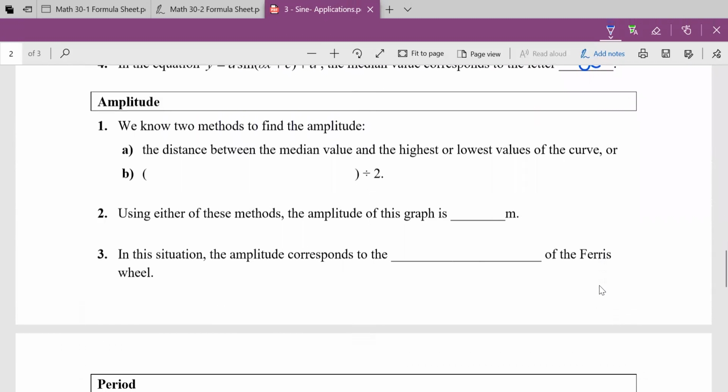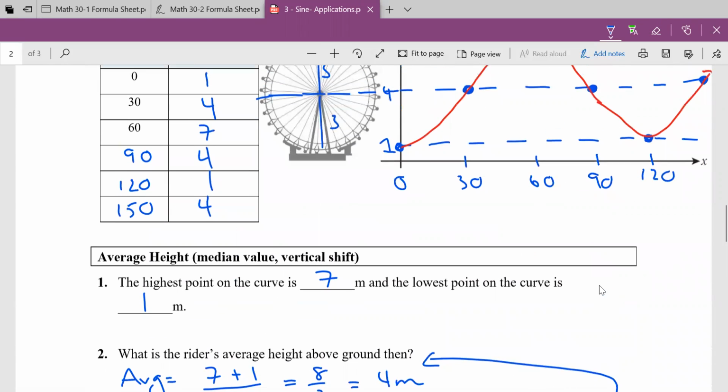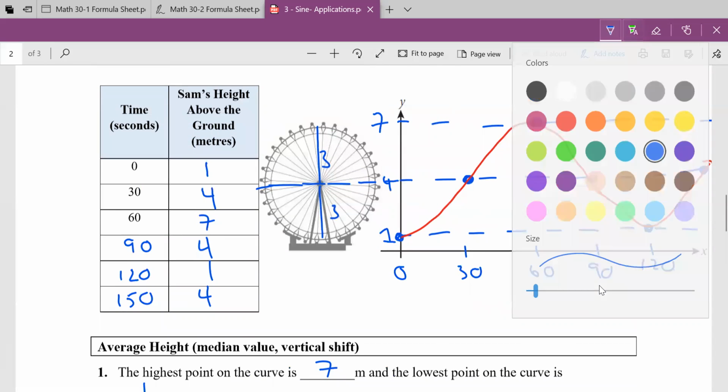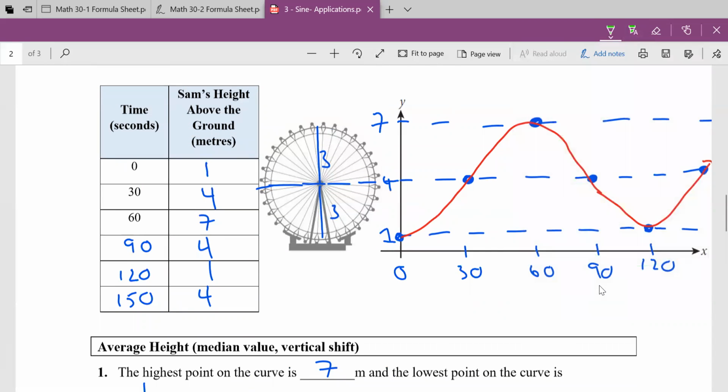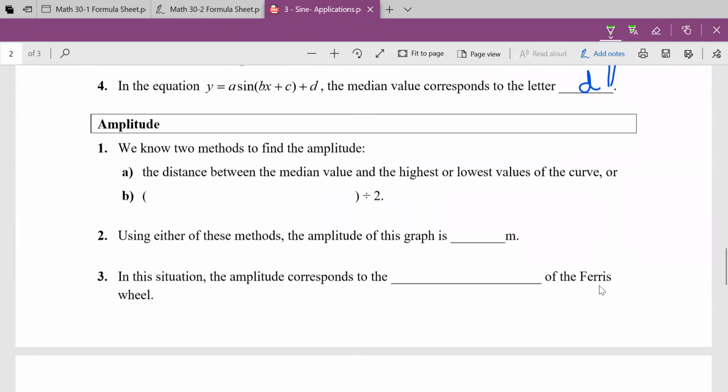Okay, let's take a look at amplitude here. We know we've got 2 ways to find the amplitude. My favorite way is simply, scrolling back up to the graph here, just to count on my fingers. From there to there, or from there to there. I can count. That's 3. So to me, that's the easiest way to find the amplitude.